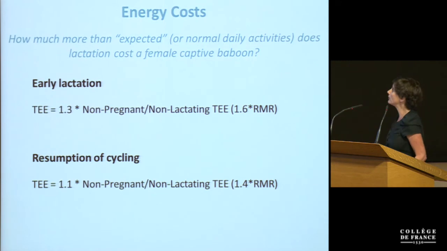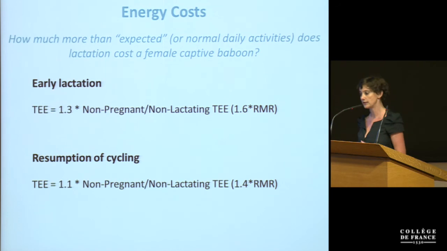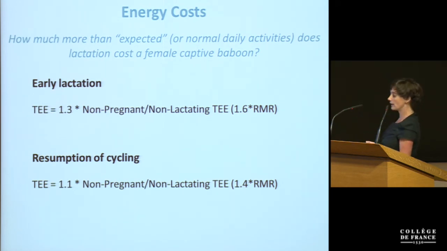We can also wonder how much more than expected does lactation cost a female captive baboon. So to answer this question, we used an isotopic method, the doubly labeled water, which allows us to measure the total energy expenditure of the individuals. We did the measurement at 2 periods, first at the end of the first month postpartum in early lactation, and then after resumption of cycling during the second menstrual cycle.